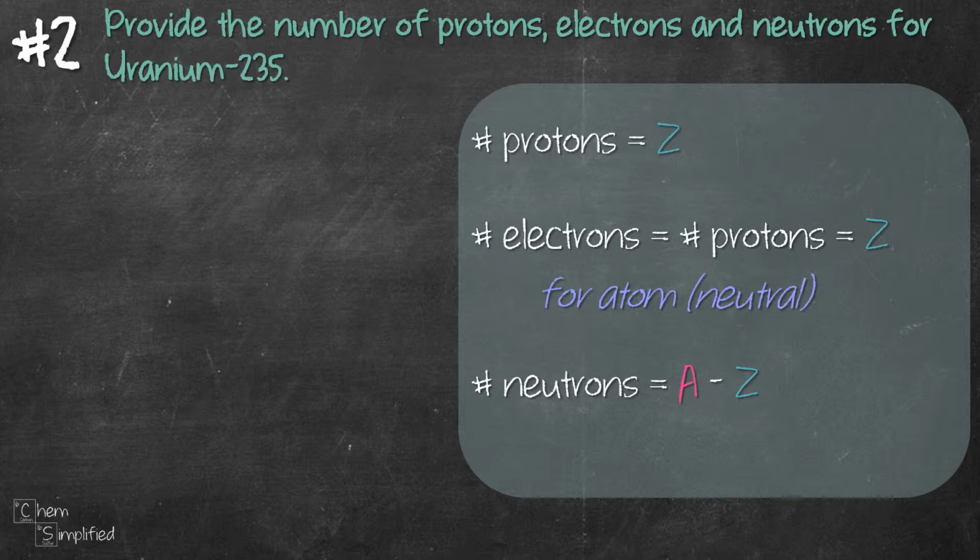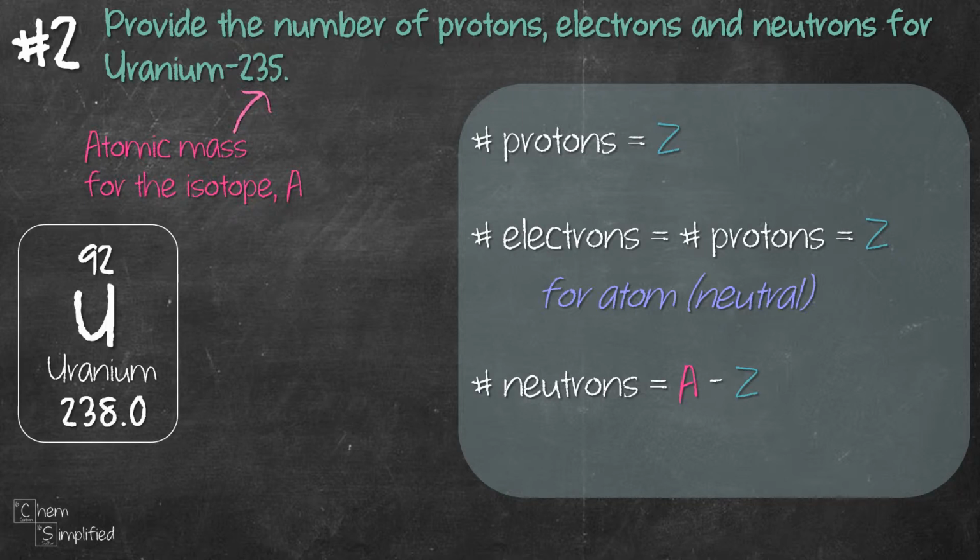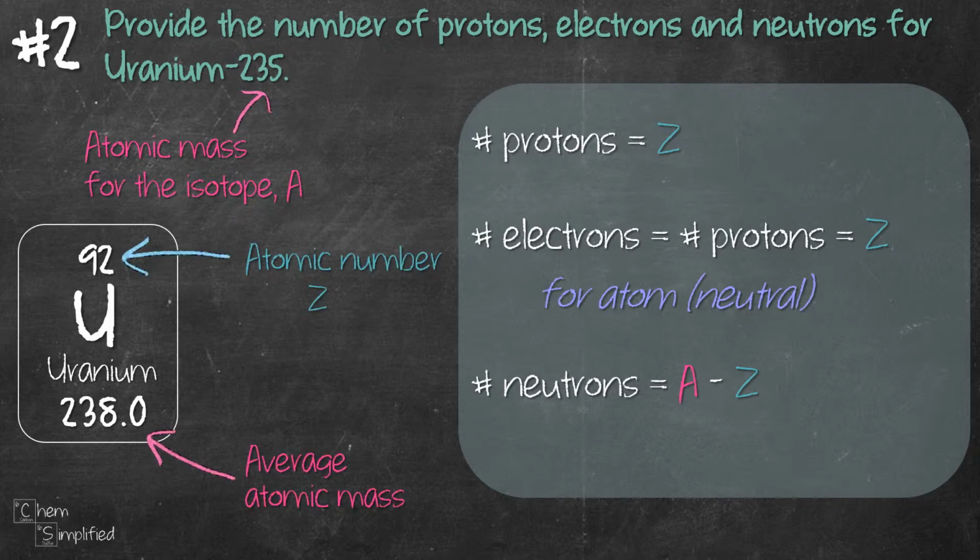Let's say the question gives you uranium-235. What does the 235 mean? That's actually the atomic mass of a specific isotope. So if we look at the periodic table, this is the information we will get. The smaller number, 92, that's the atomic number. What about 238? Well, that's the average atomic mass.